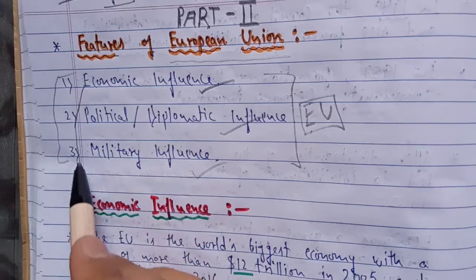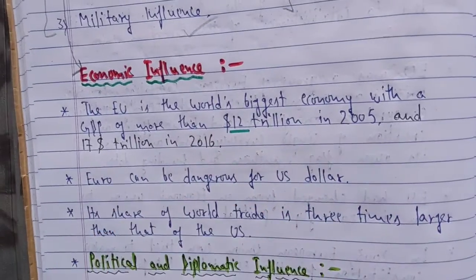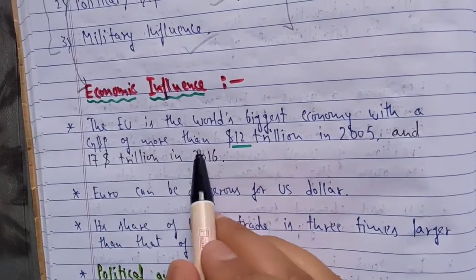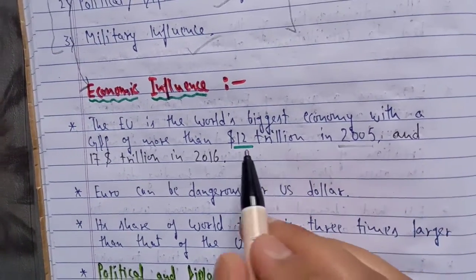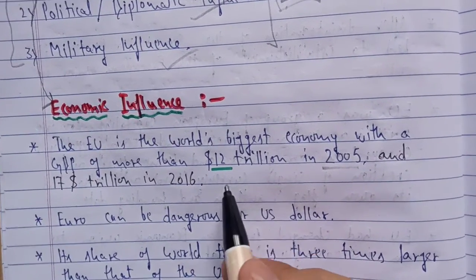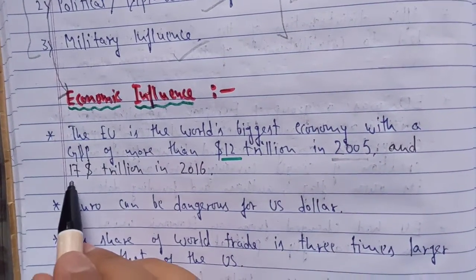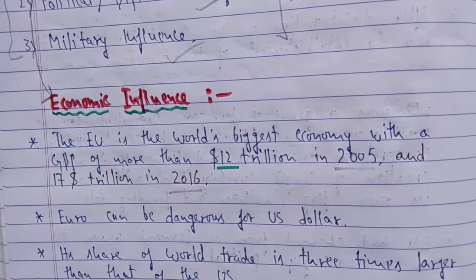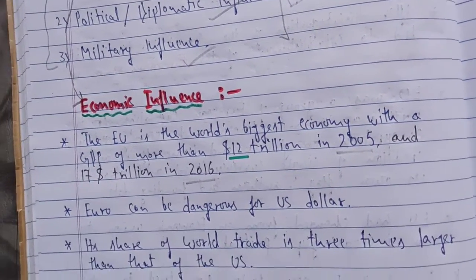So we will be taking the first one, economic influence. So what was the economic influence of the European Union? The European Union is the world's biggest economy with a GDP of more than $12 trillion in 2005. In 2005, according to the census, the world's biggest economy was the European Union, as European countries combined together did an economy of 12 trillion in 2005, and later on $17 trillion in 2016. These 2 years have been censused and it was seen that the European Union has the biggest economy as a continent after the US.